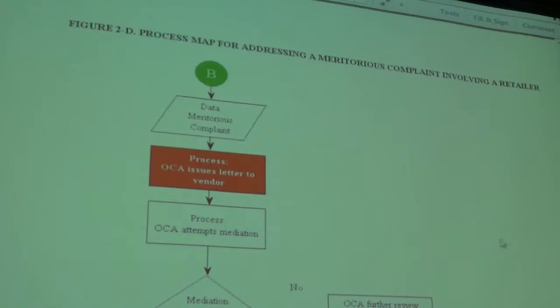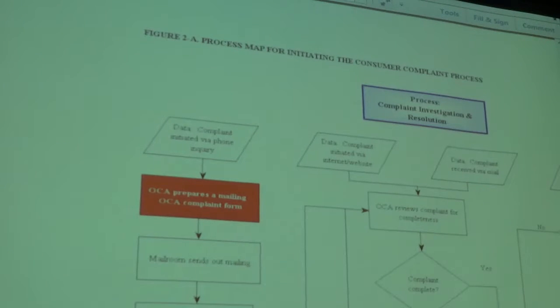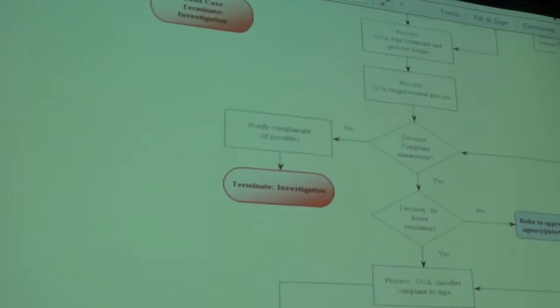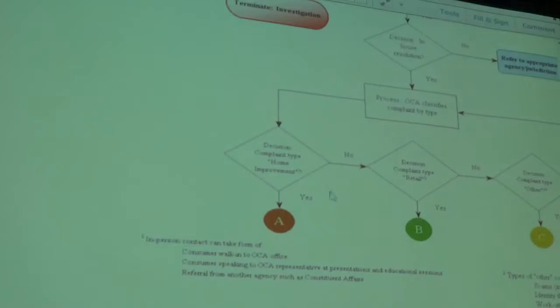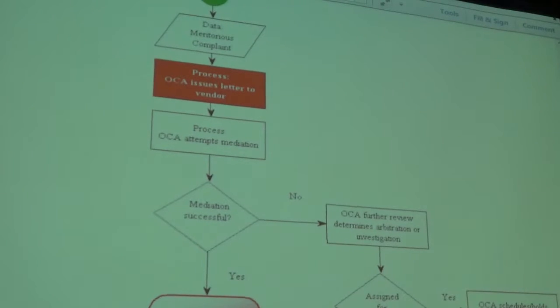B, slide 42. If I go back to the first line, again, I covered A, which is for home improvement. There's a process for home improvement complaints. B is all those that are retail. For retail, if I go back to slide 42, it has a whole different process.